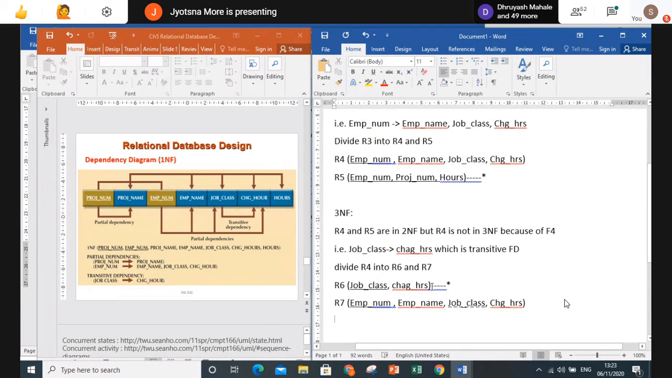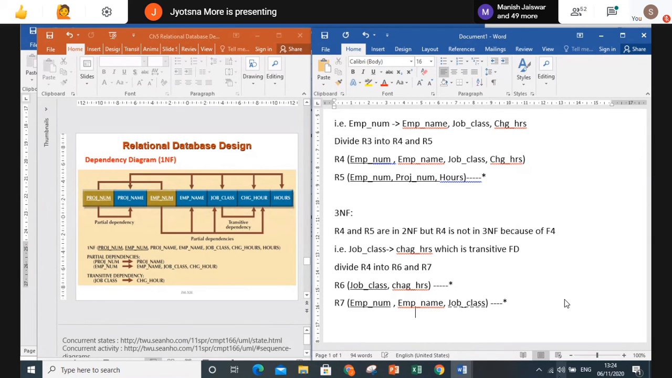Okay. Now in this case, job class is determining non-key charging hours over here. So I don't have to keep it over here from my main relation. So I am removing it. Any other attribute? Employee number, employee name present over here? No. So I have to keep those attributes with remaining attributes, right? So this is not further divided because I don't have any other transitive dependency. I don't have any other partial dependency which I have to solve, right? So this will be my final answer over here, right?